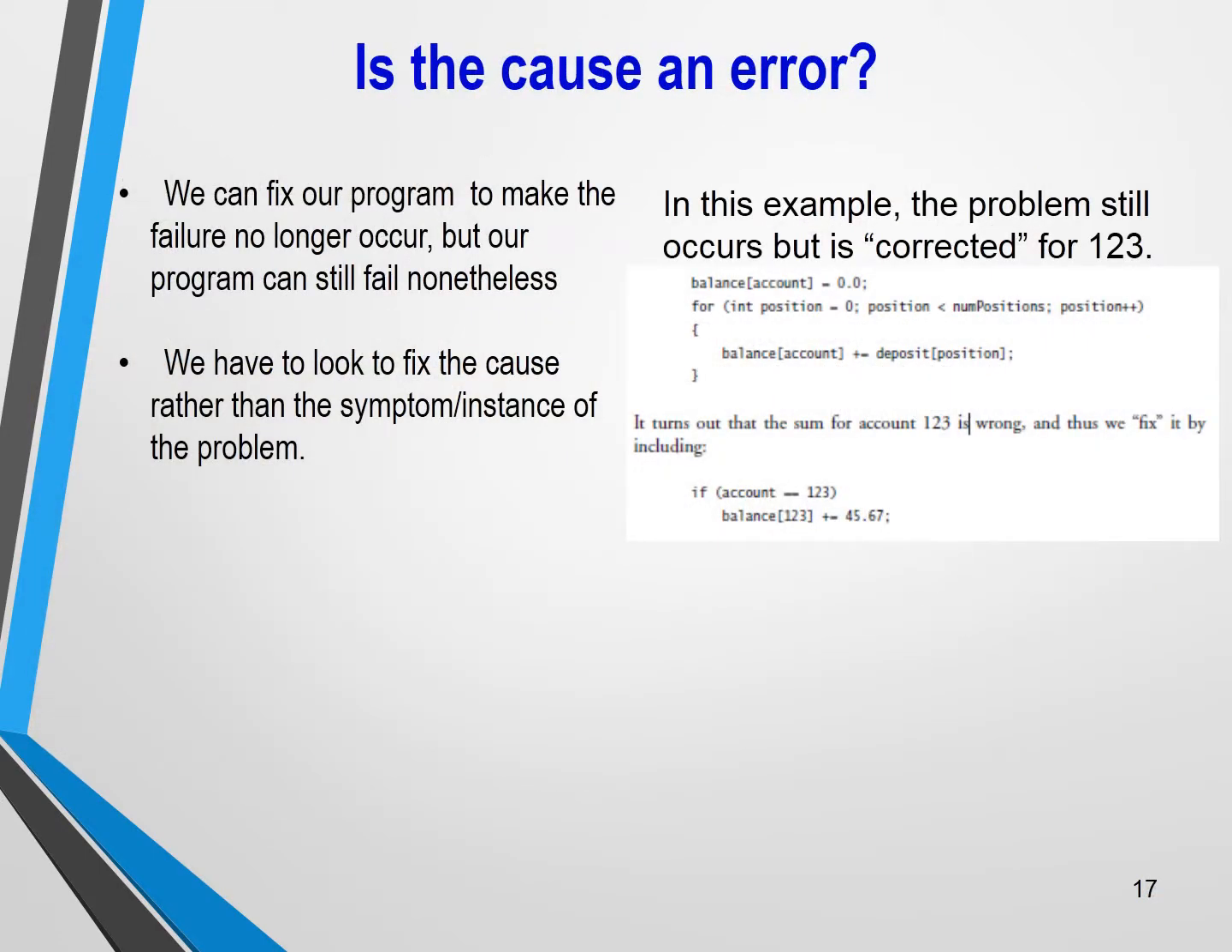Is the cause an error? We can fix our program to make the failure no longer occur, but our program can still fail nonetheless. We have to look to fix the cause rather than the symptom or instance of the problem. In the example on the right, the problem still occurs but is corrected for 1, 2, 3.